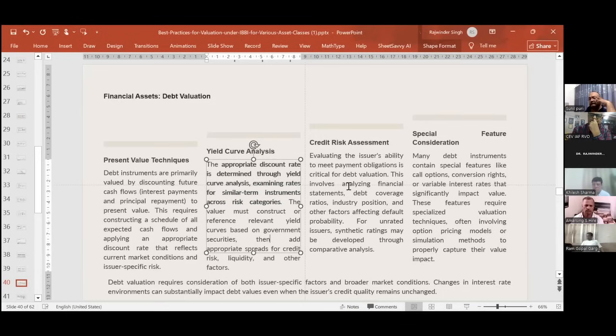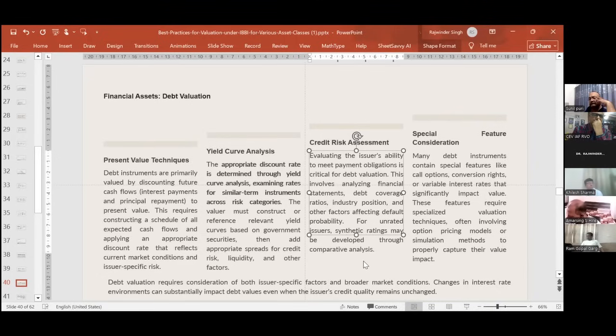Third method for debt valuation is credit risk assessment. In this case, the valuer evaluates the issuer's ability to meet payment obligations, which is critical for debt valuation. This involves analyzing financial statements, debt coverage ratio, industry position, and other factors affecting default probability. For unrated issues, a synthetic rating may be developed through comparative analysis.